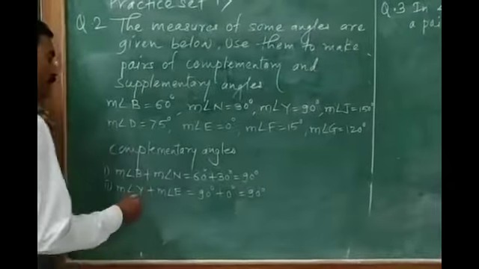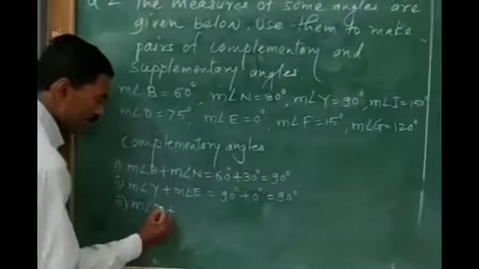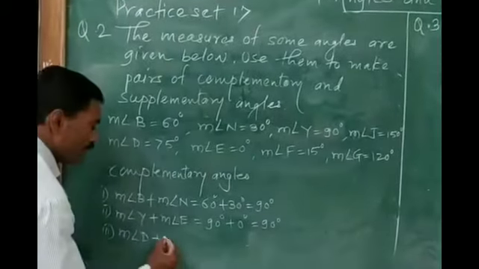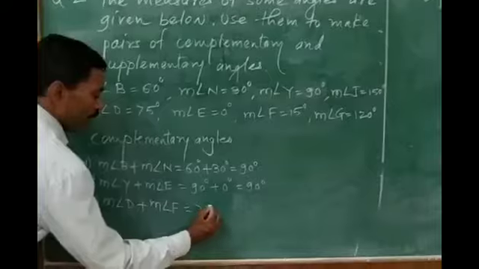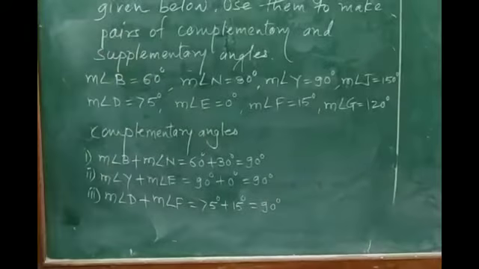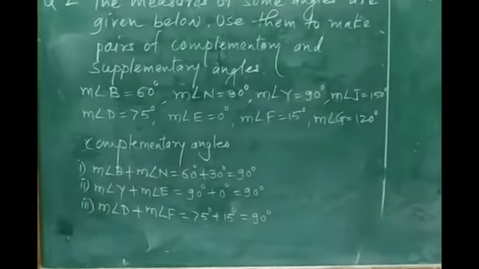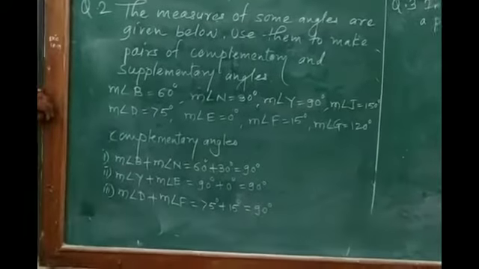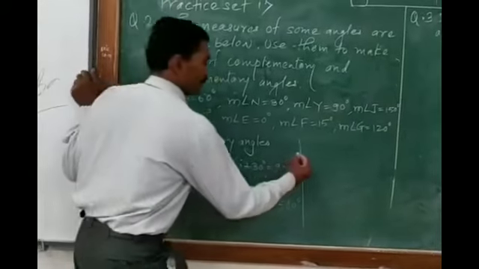Then, third, measure of angle D is 75 plus 15. Therefore, measure of angle D plus measure of angle F is equal to 75 plus 15 degrees is equal to 90 degrees. Now, is there any pair remaining for complementary angles? No. These are the pairs of complementary angles. Now, we see the pairs of supplementary angles.